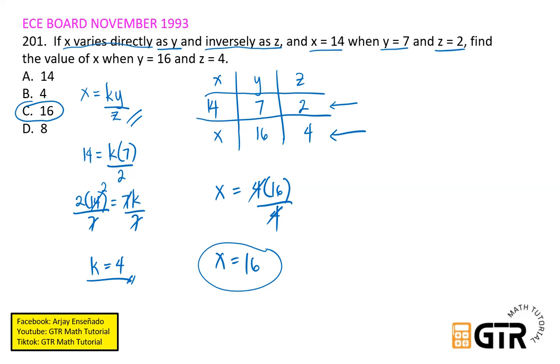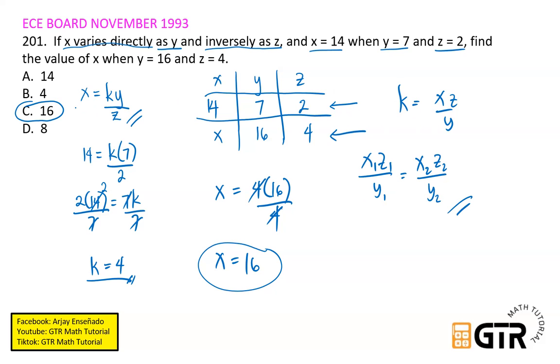So another solution for this is we can solve the value of k. So magiging value ng k natin ay multiply lang natin both sides by the reciprocal of this, so z over y. So we have k is equal to x and then z over y, and then by direct substitution, magiging equation natin x sub 1, z sub 1 over y sub 1 is equal to x sub 2, and then we have z sub 2, and then over y sub 2. So this is another solution.